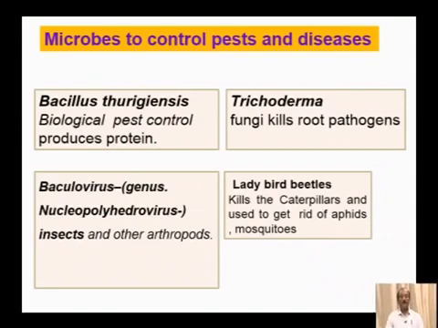Microbes also play an important role in controlling pests and diseases. Bacillus thuringiensis, that is Bt, produces a toxic protein, hence it is used to kill the bollworms which infect cotton plants. Trichoderma, a fungus, kills several root pathogens, and a baculovirus belonging to the genus Nucleopolyhedrovirus kills several insect pests and also other arthropods. Similarly, ladybird beetles are used to get rid of aphids and mosquitoes.